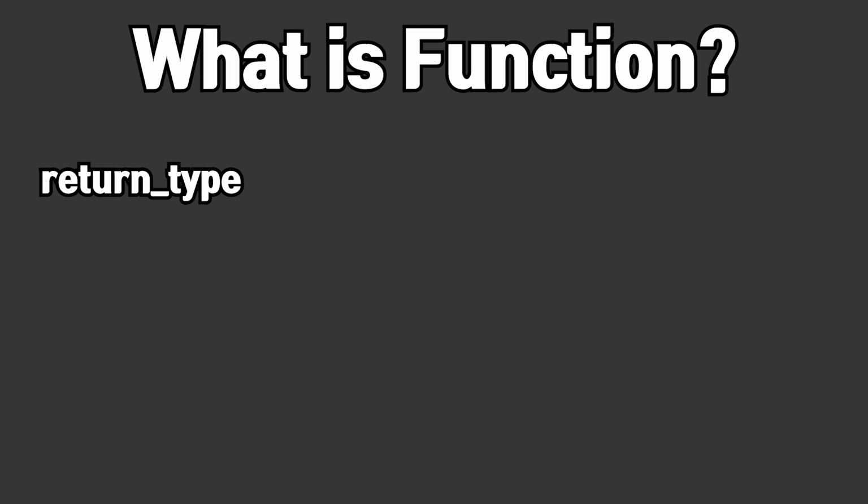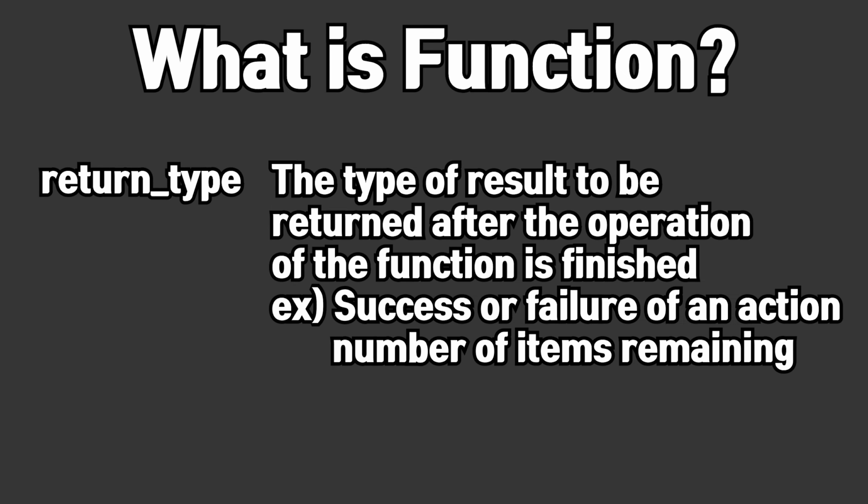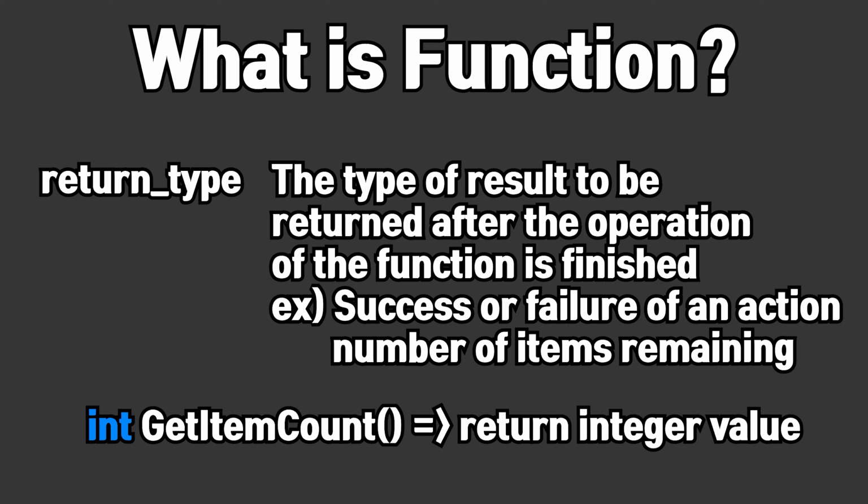If we look at them in turn, first, the return type is the part that tells what type of result value this function returns after performing all the steps. If the return type is int, it means that the type of the result returned after this function completes all operations is an integer type. All data types used in Unreal programming can be used as return types.